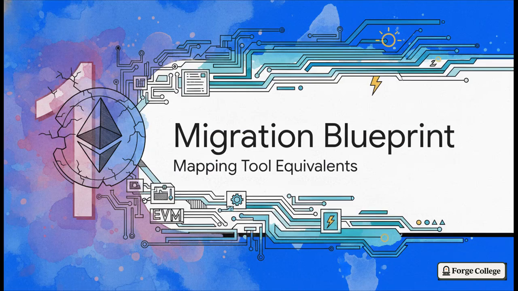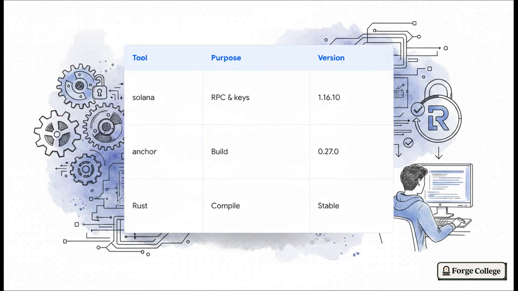All right, moving right along to Section 1, the Migration Blueprint. This is where we map out our exact tool equivalents. Take a look at this table we've drawn up here in dark green ink. What's absolutely crucial is how clearly we are defining our baseline requirements. We aren't just vaguely saying, hey, install Solana. No way. We are pinning our versions. We're locking the Solana CLI at 1.16.10, the Anchor CLI at 0.27.0, and specifying the stable release of the Rust compiler. Pinning is a real game changer because it guarantees everyone on your team is building on the exact same foundation.